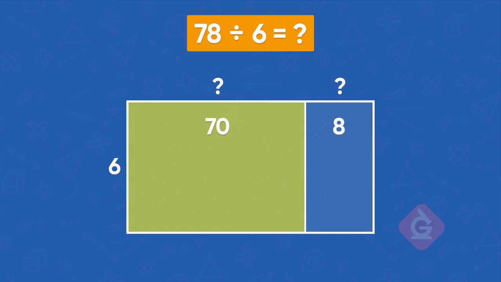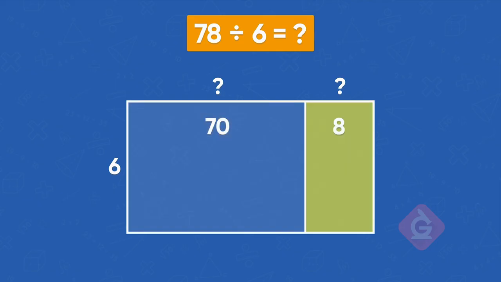One will have an area of 70, and the other will have an area of 8. Now let's solve it. We start by asking 6 times what number is 70 or less than 70? I know that 6 times 11 is 66. Correct. Now we need to find out how much area is left.